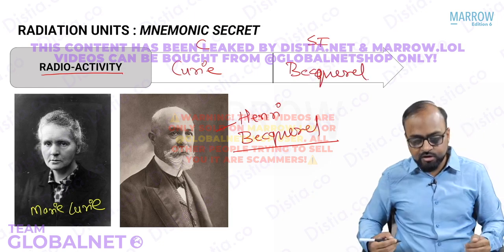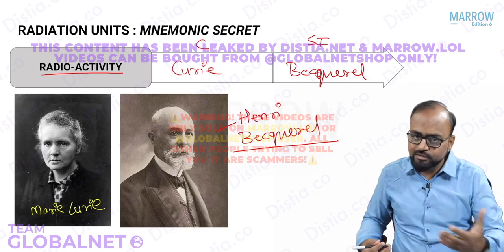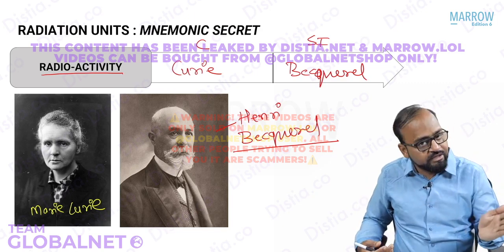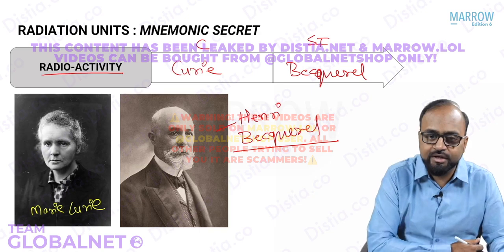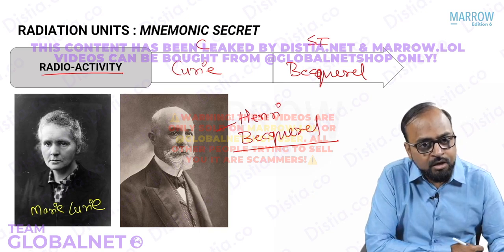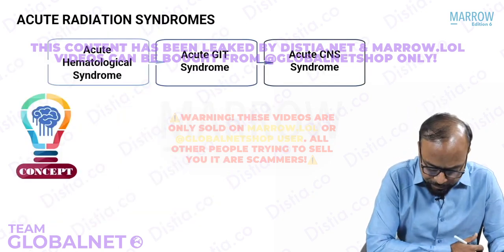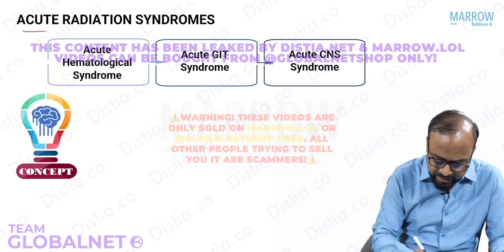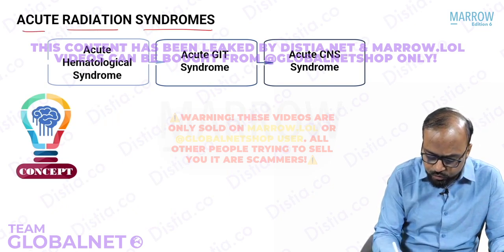The conventional unit is Curie, SI unit is Becquerel. So these are the entire spectrum of radiation units that I want you to remember. Now let us move on to another important topic, and that is the topic of acute radiation syndromes.